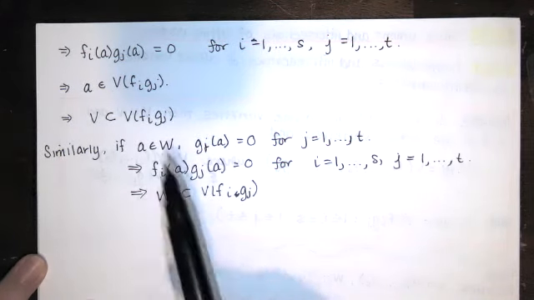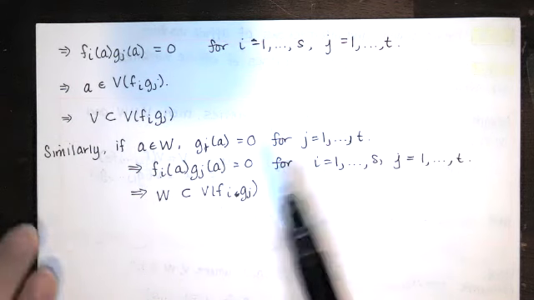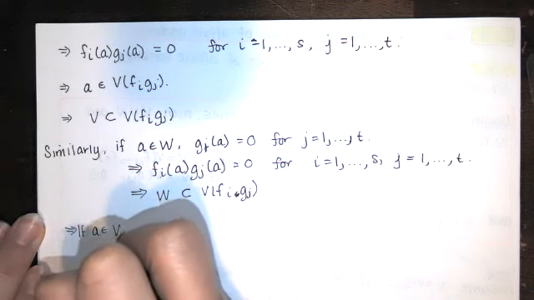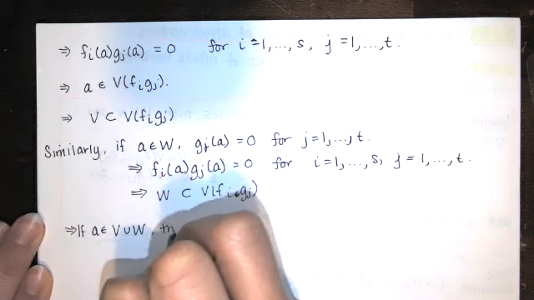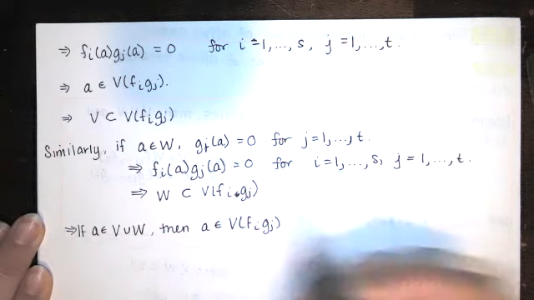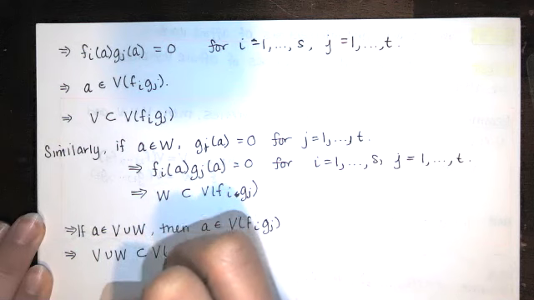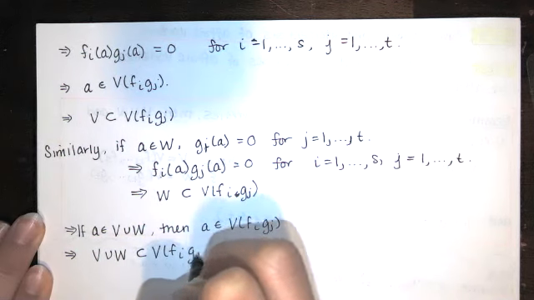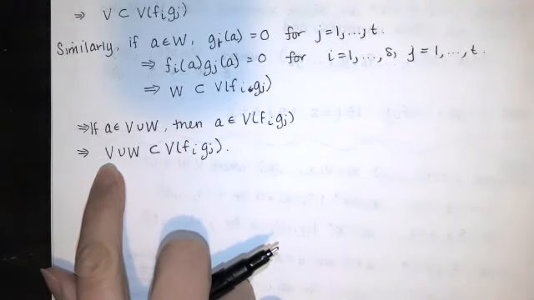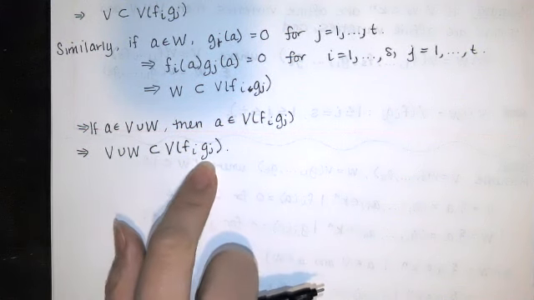So now we've shown that if a is an element of V, it belongs to this set, or if a is an element of W, it belongs to this set. Putting those two pieces together, if a is an element of the union, then a is an element of that set. So that just means that this union is a subset of this set over here. Okay, so if we have a point that belongs to this union, then that point a also belongs to this set.